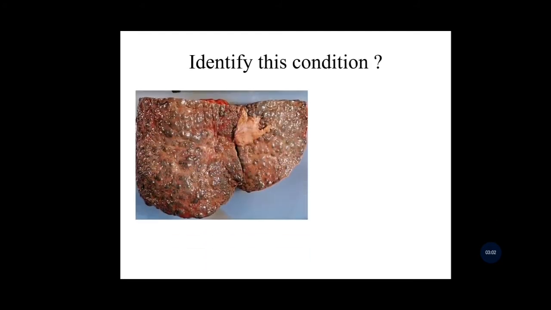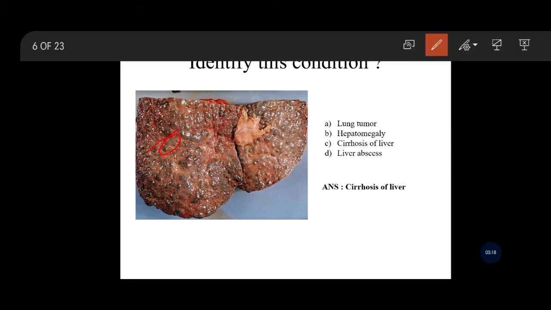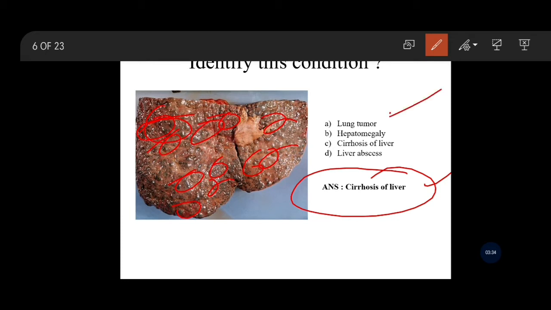Next question: identify this condition. Options: lung tumor, hepatomegaly, cirrhosis of liver, and liver abscess. The answer is cirrhosis of liver, which you can identify by the nodule formation. Here the nodules are formed throughout the liver. Lung cancer is not related to this because it is the liver. And hepatomegaly is enlargement of the liver, not nodule formation.